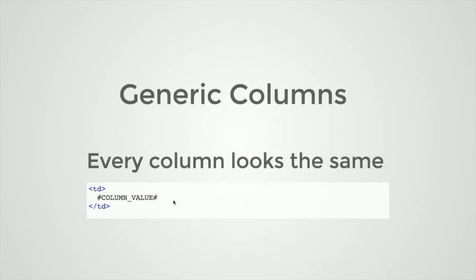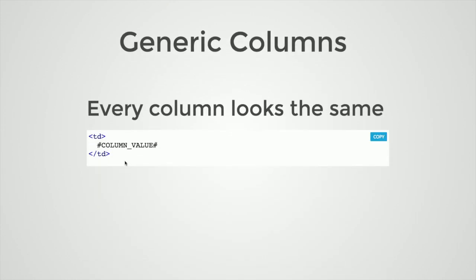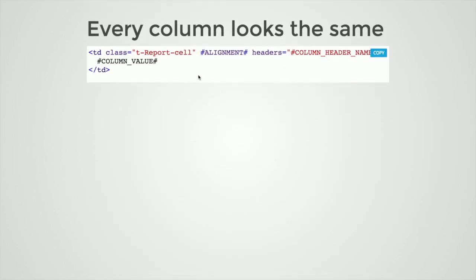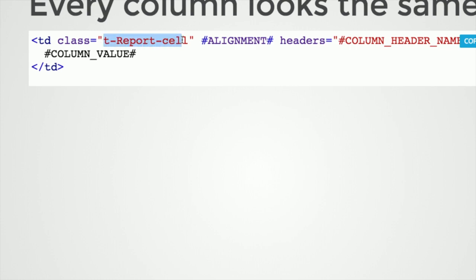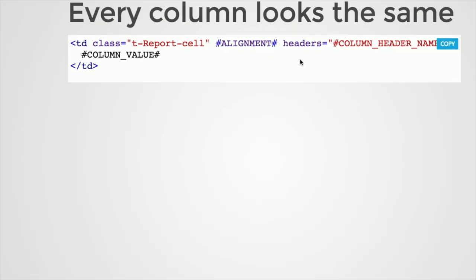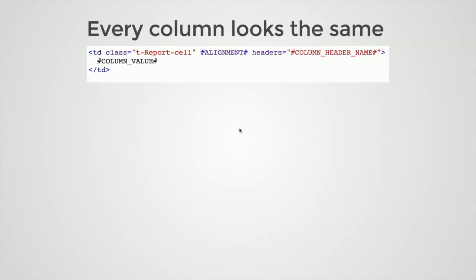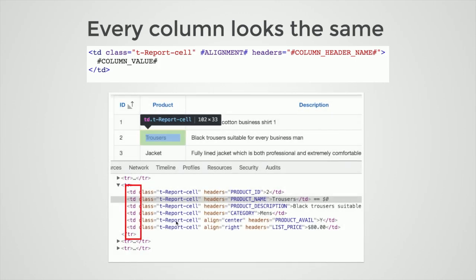So the generic one is a template where every column just looks like this, a TD and a column value. It doesn't know what column it is, and for every column in our select statement, it maps to just a column value. In reality, it looks a little more complex because we saw that we have a class in the Universal Theme, but even in Apex 4, it will have a class in there, a substitution string for the alignment and the header that matches. So it looks a little more complex, but it's the same thing we were looking at.